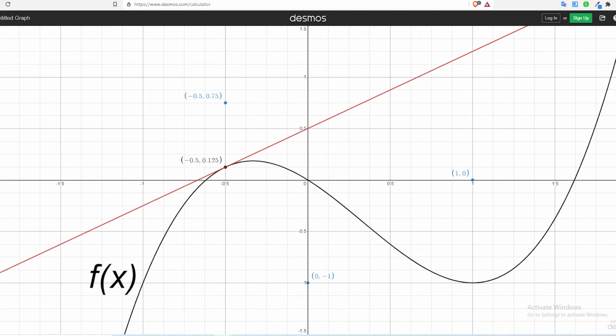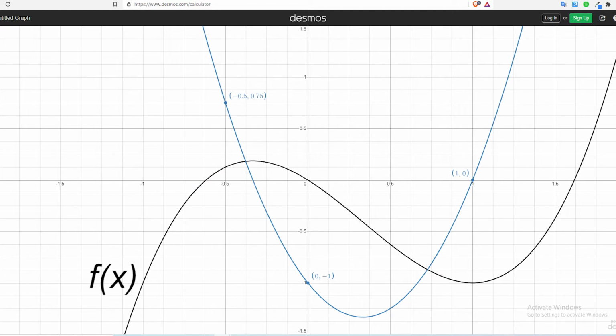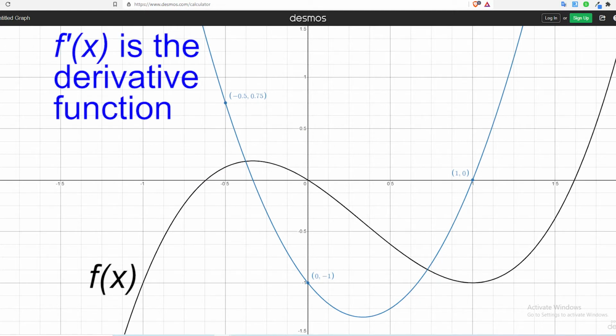And if I were to repeat that process for every single point on my function, it would get me the following graph. And this blue graph here is called the derivative function because it captures the derivative of the original function at every single point. Now, coming up with that derivative function that quickly is certainly easier said than done, but there are a few things you can keep in mind to go about it in an efficient way.